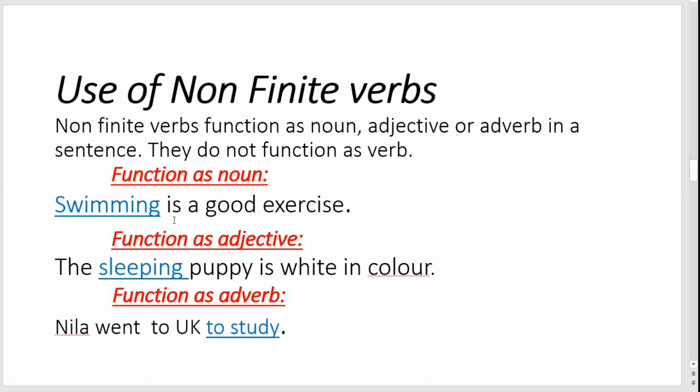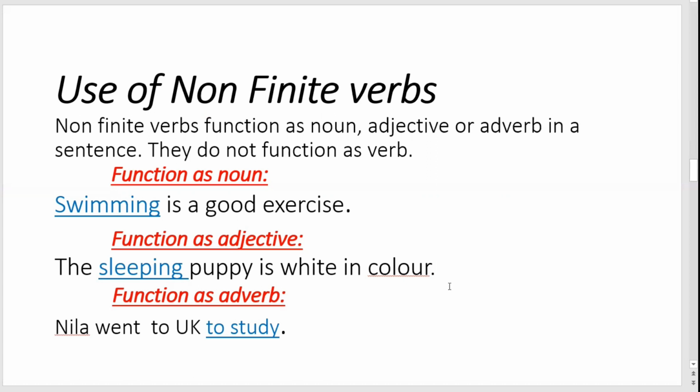Function as adjective. So the non-finite verbs also function as adjective. So the sleeping puppy is white in color. See, children, you might think that whenever you see the ing form of a word, you will blindly think that this must be a verb. So it is not so, children. You have come to higher classes now, so you should know the difference between the verb and the non-finite verbs.